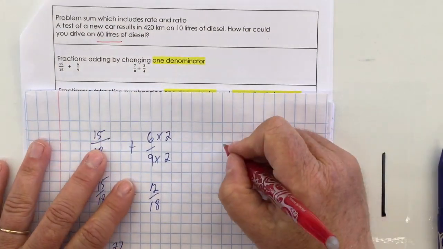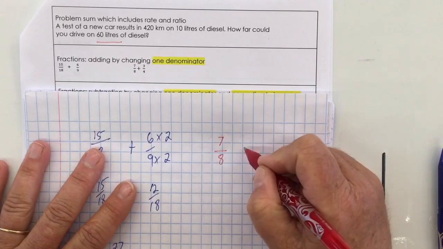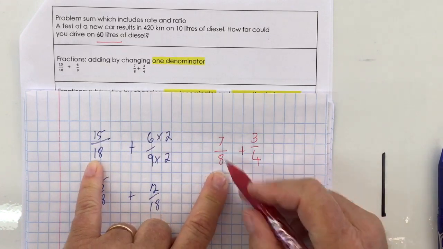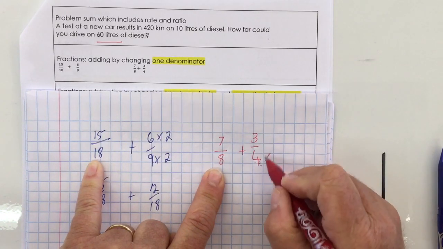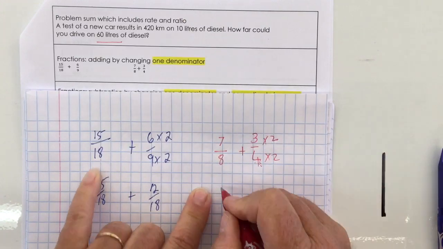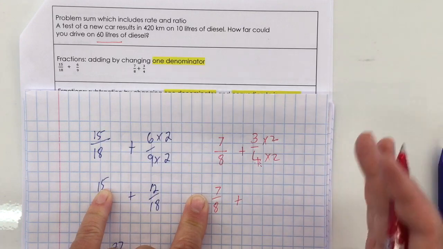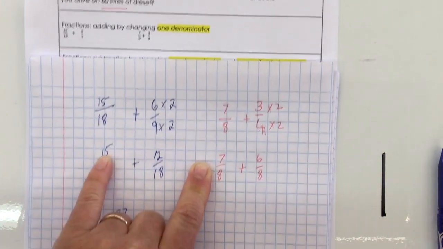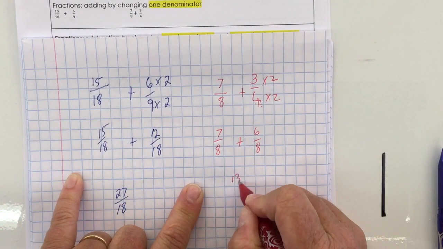Let's go to the one next door. Change color. I've got 7 over 8 plus 3 over 4. Again, I'm looking at my denominators. I need them to be the same, so I'm going to pick the 4 and I'm going to multiply by 2. I've got 7 over 8. And your fractions may not change sides. They've got to stay on the side that they are. This is going to give me 6 over 8. And when I add it, what am I going to get? How much? 13 over 8.